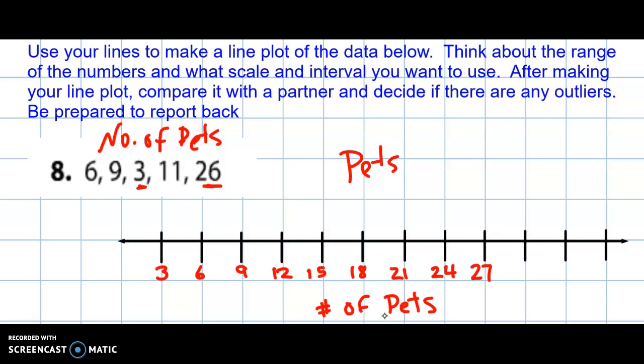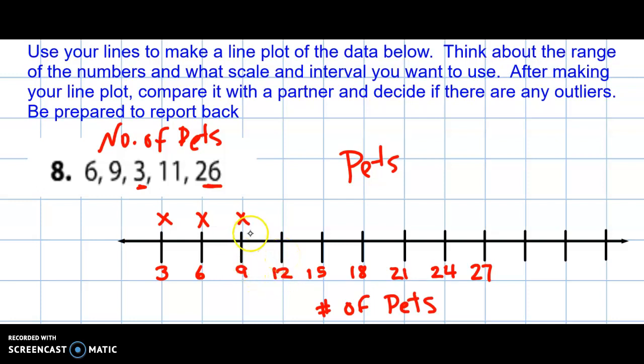x's. So we need to put an x at 6. We need to put an x at 9. We need to put an x at 3. Oh no, we need to put an x at 11. How am I going to do that? Well, 11 is going to be between 9 and 12.